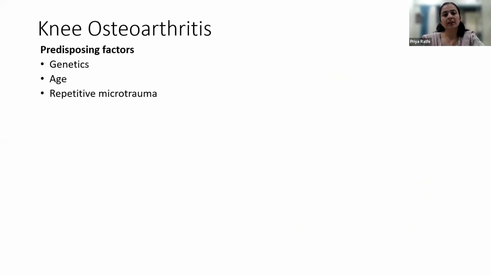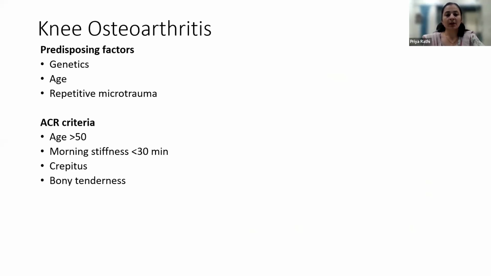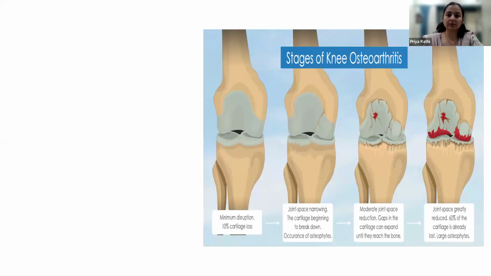The most common pathology which is being talked about is knee osteoarthritis, the predisposing factors being genetics, age, and repetitive microtraumas. ACR defines osteoarthritis as any person aged more than 50 years, with morning stiffness of less than 30 minutes, crepitus, bony tenderness, bony enlargement, and no warmth of synovium. If all these criteria are met, then the patient is diagnosed to have osteoarthritis.